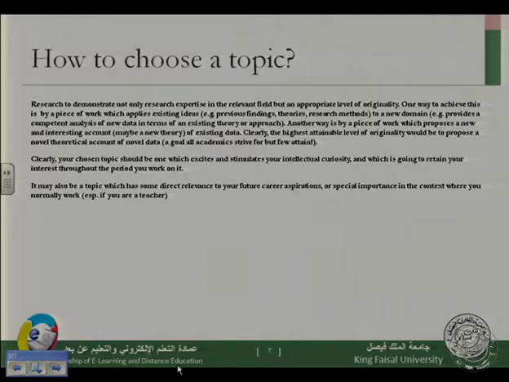It may also be a topic which has some direct relevance to your future career, aspirations, or special importance in the context where you normally work. Well, this is one way. You want to research something related to your future career or your current job. Let's say that you want to improve the profession or job practices in your company or in your work. So you chose that topic.